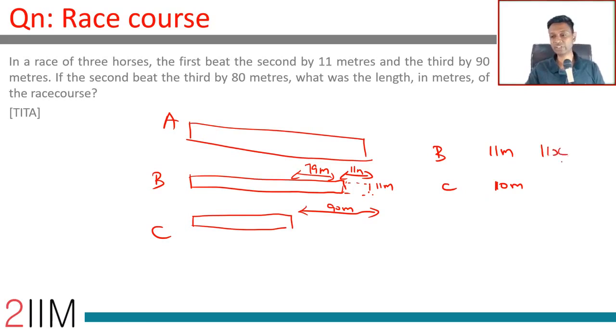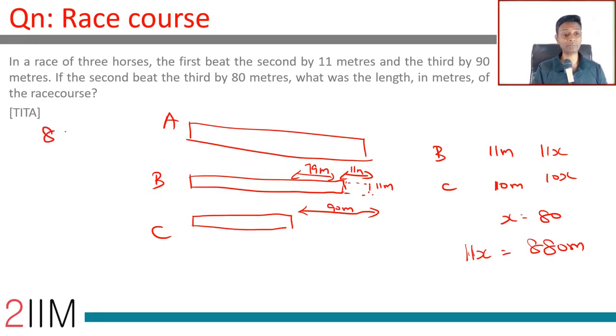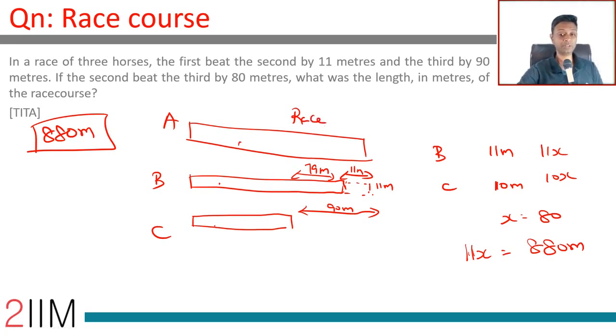That much we know. The second beat the third by 80 meters. The ratio is 11x is to 10x. X is 80, or 11x should be 880 meters. So it's a race of 880 meters. Just classic ratios, nothing but A, B, C. When A finishes the race, B is 11 meters behind, C is 90 meters behind. Or B has a lead of 79 meters over C.